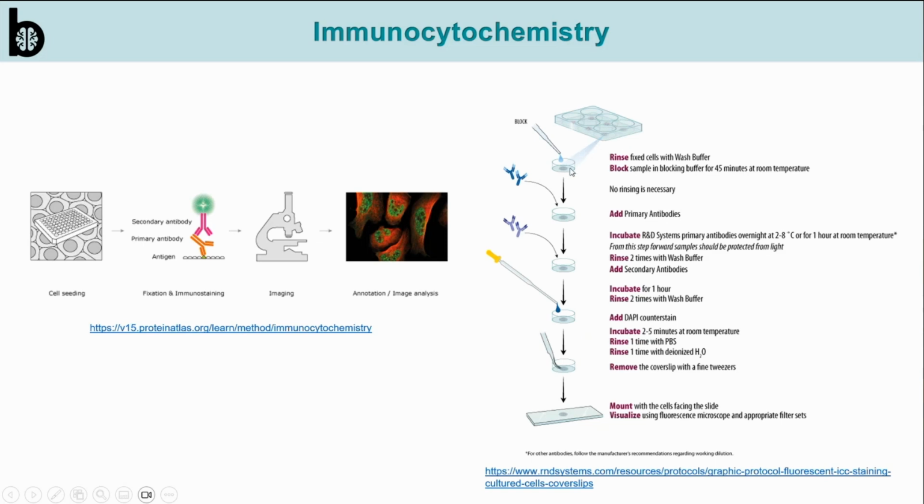Briefly, what we do is we remove the cells and we fix the cells. If you have questions, I can explain how we fix the cells. The fixation is to maintain the cells intact as they were alive. Then we incubate with the primary antibodies, we wash, we incubate with the secondary antibodies, and then we also use a dye for the nuclei so that we can stain all cell types. And then at the end, we can go to the microscope.